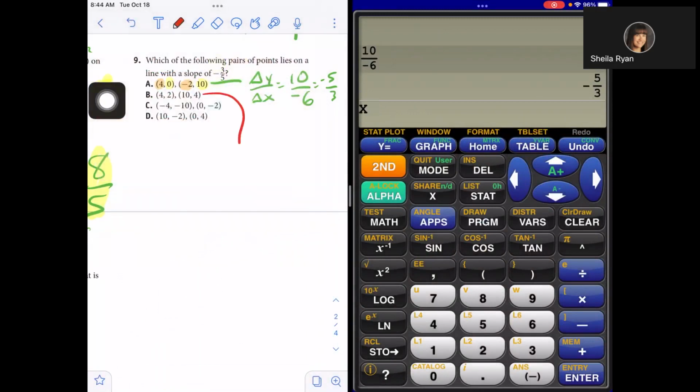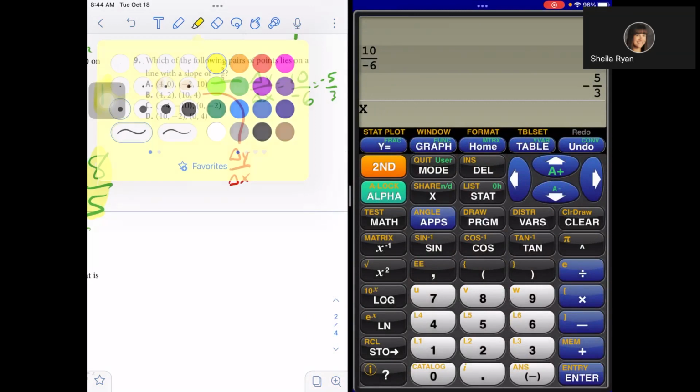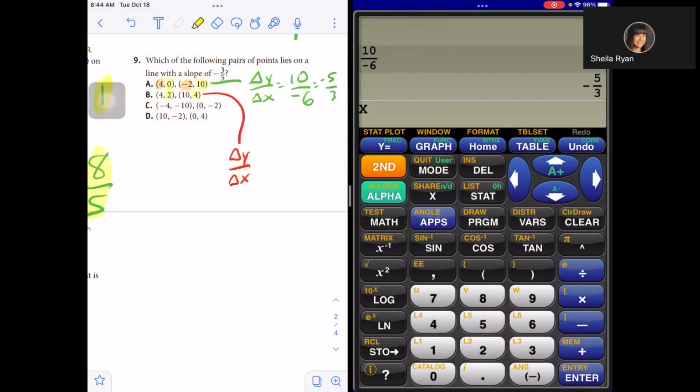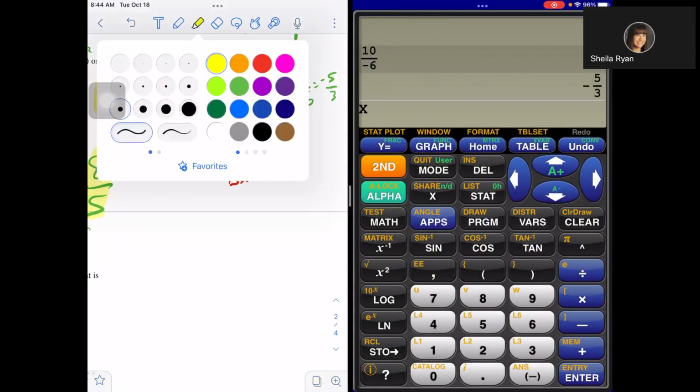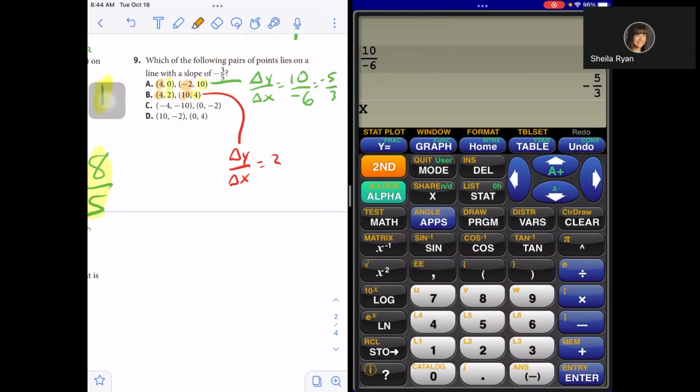Let's go to letter B, change in y over change in x. So the y's are going from 2 to 4. That's going up by 2. The x's are going from 4 to 10. That's going up by 6. So I'm going to stop there because I know my slope is supposed to be negative, and that is not negative.